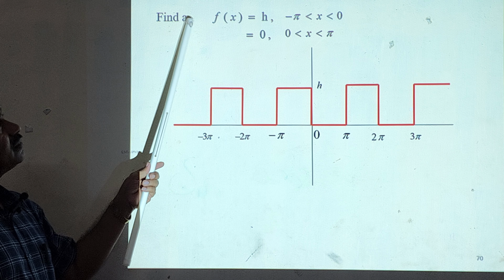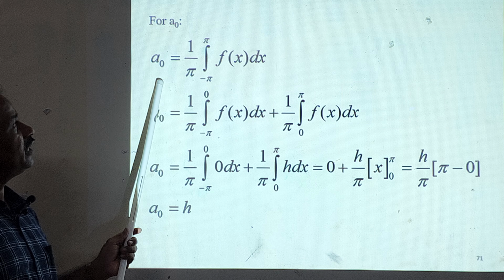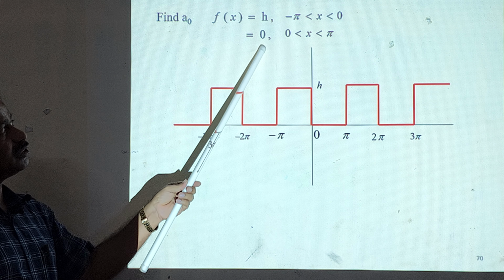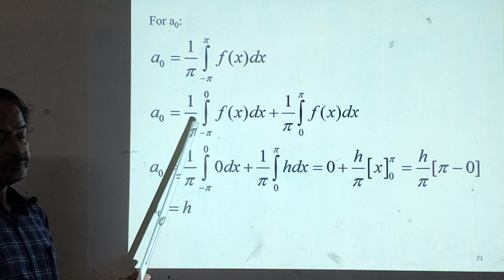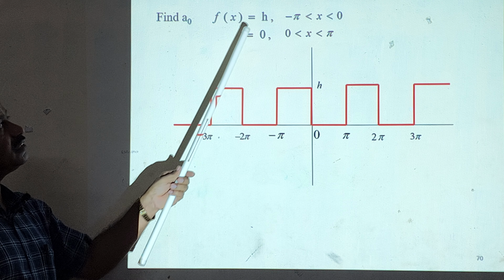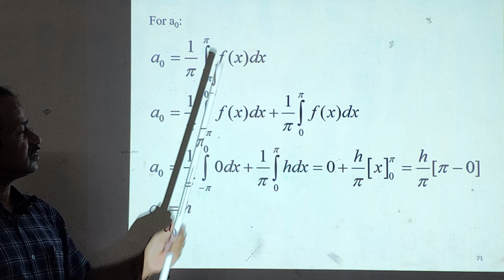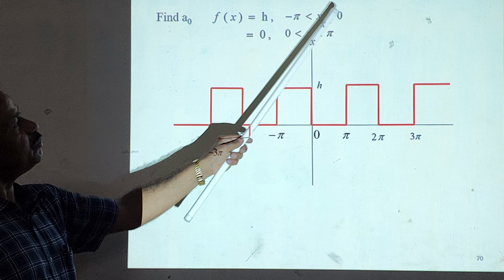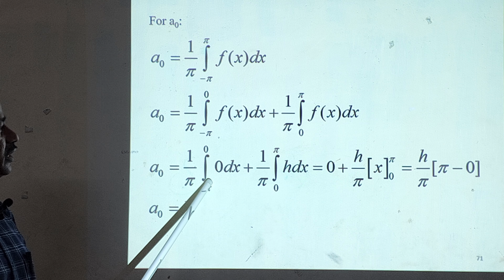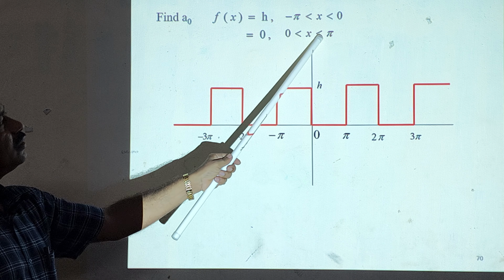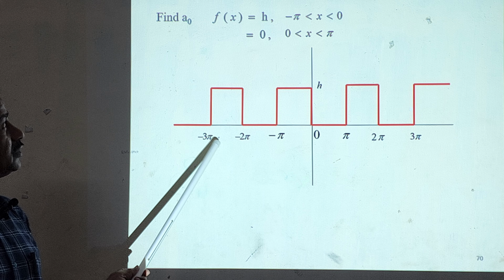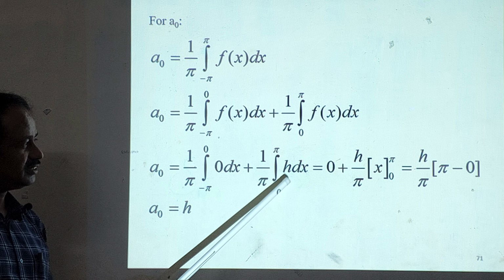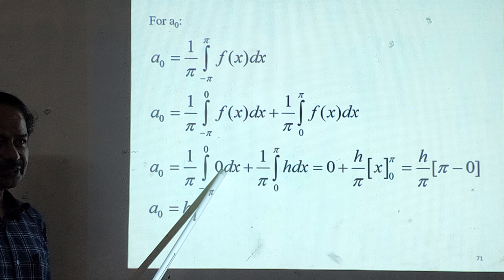So what is asked? A naught is asked. So a naught equal to 1 by pi, integral from minus pi to plus pi of f of x dx, as it is given in the problem. So you have minus pi to 0, f of x is given as h. I have written h here, I have written 0 here, 0 to pi. So that's wrong. Okay, this is wrong. So this becomes h dx, this becomes 0. So that's a mistake here.